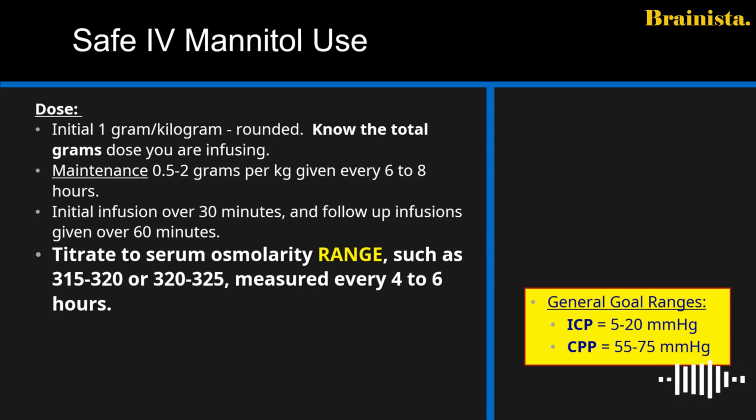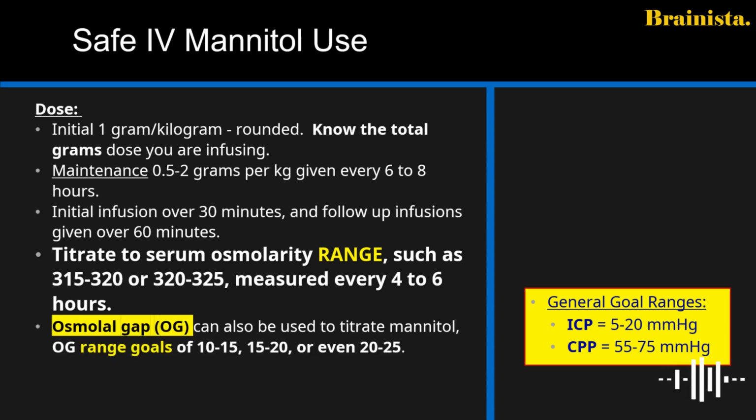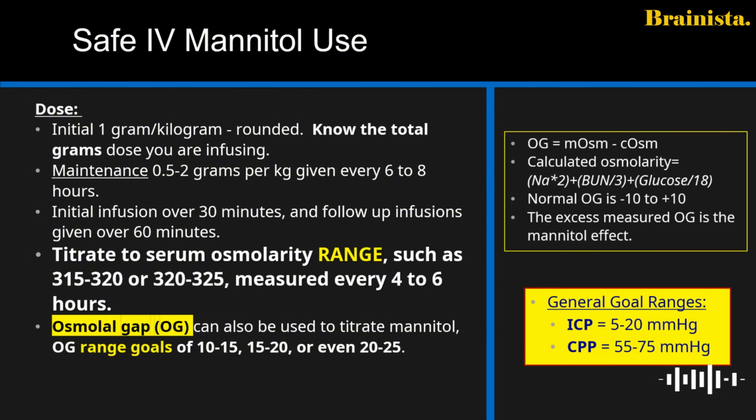Mannitol can also be titrated to the osmolar gap, which is the measured osmolarity in the lab minus the calculated osmolarity. The calculated osmolarity equals serum sodium multiplied by 2 plus BUN divided by 3 plus glucose divided by 18. Normal osmolar gap is negative 10 to positive 10. The excess measured osmolar gap over the calculated, above the normal range is the mannitol effect.